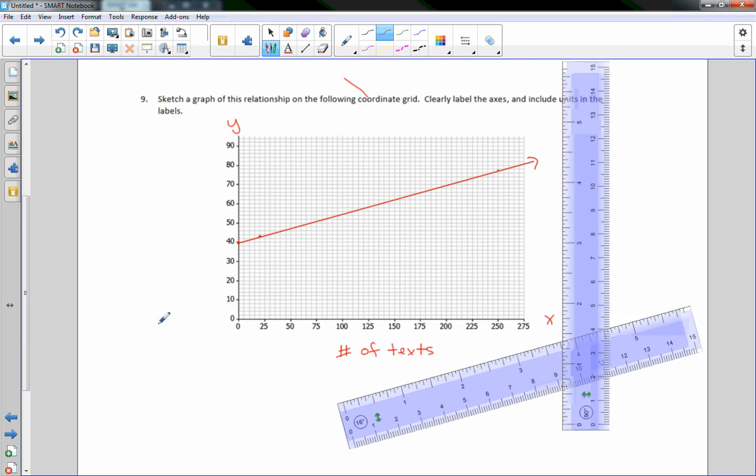Okay, so there is a labeled axis. This is number of texts. This is cost, total cost per month.